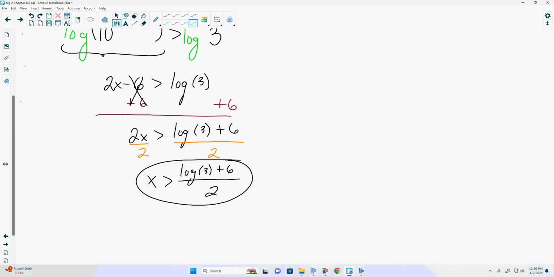Questions on this here? For the most part, this isn't any real different than what we did with solving, except instead of having an equal sign, we have an inequality sign. We good with these here? All right.